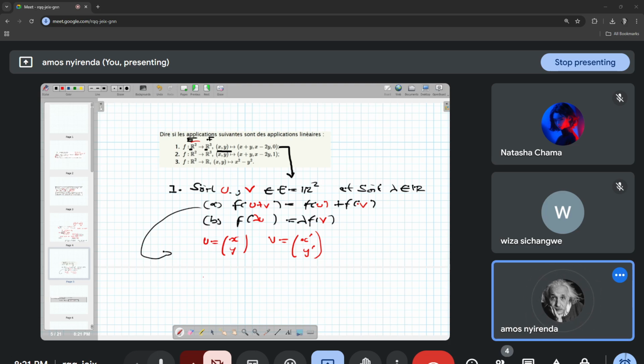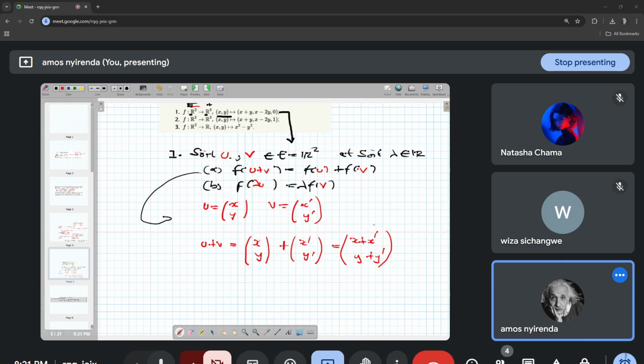Now let's look at U plus V. Now U plus V is, how do we add two vectors? Well, we add two vectors by adding the corresponding components. So here U plus V is, we add the x components, so it will give us x plus x prime. Then we add the y components, it will give us y plus y prime. C'est très facile, like so. Now I can also write it like this. So x plus x prime, and then y plus y prime. So this is the vector U plus V.